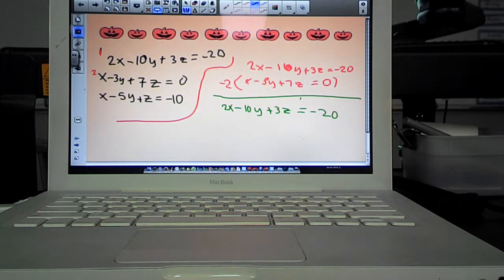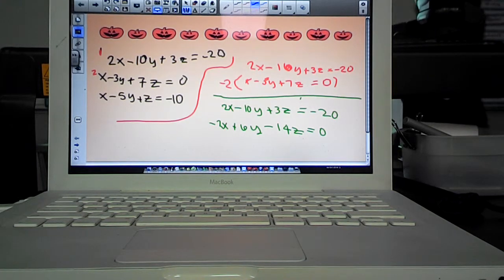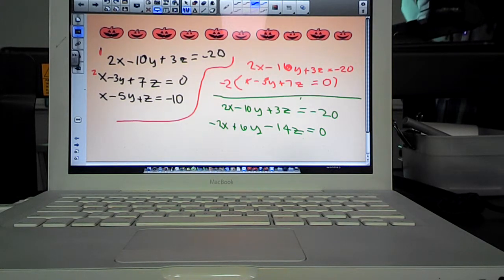And then we're going to apply -2 to x and everything else in this. So we're going to do -2x plus 6y minus 14z equals 0. Because of course 0 times -2 will always be 0.